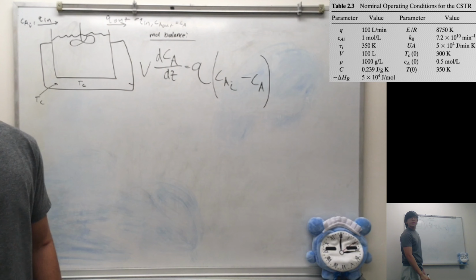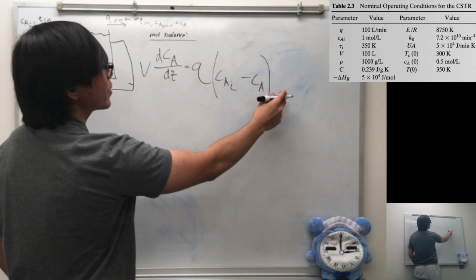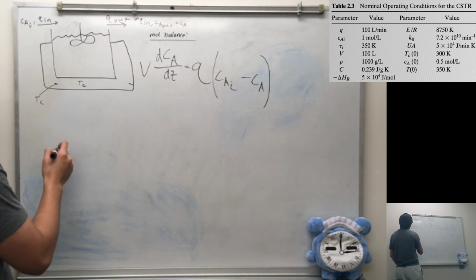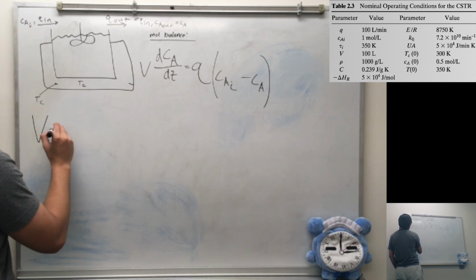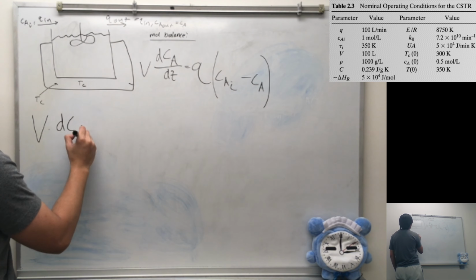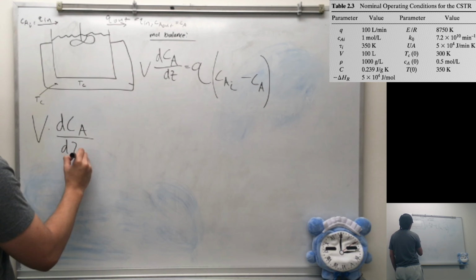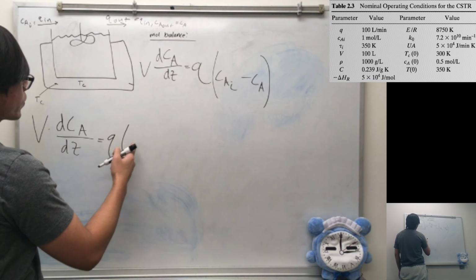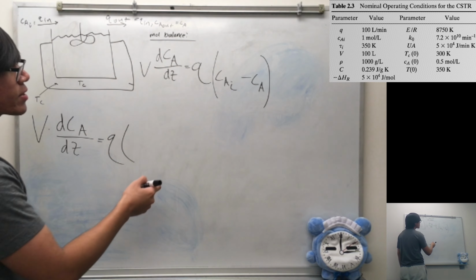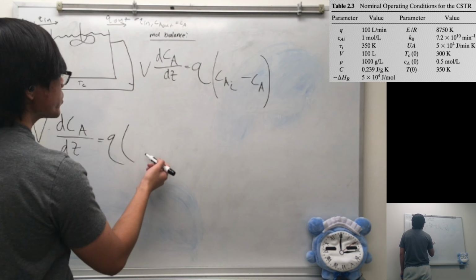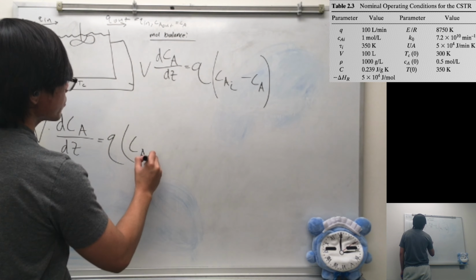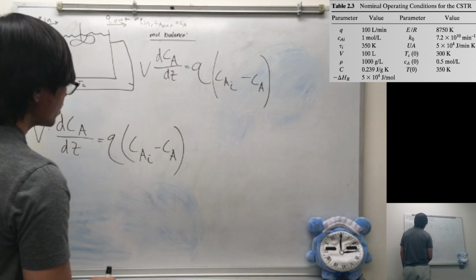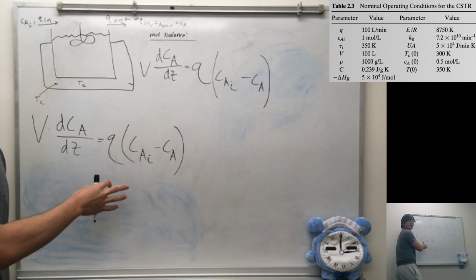Hopefully it's still got room here. I'll probably squeeze it under here. Or you know what, I'll go ahead and rewrite it so we can see everything. So volume times our change in concentration of A with respect to time is equal to our volumetric flow rate, which is in liters per minute, multiplied by the difference between our initial concentration, CAI, and our concentration in the tank. So that's our in minus out parameter.